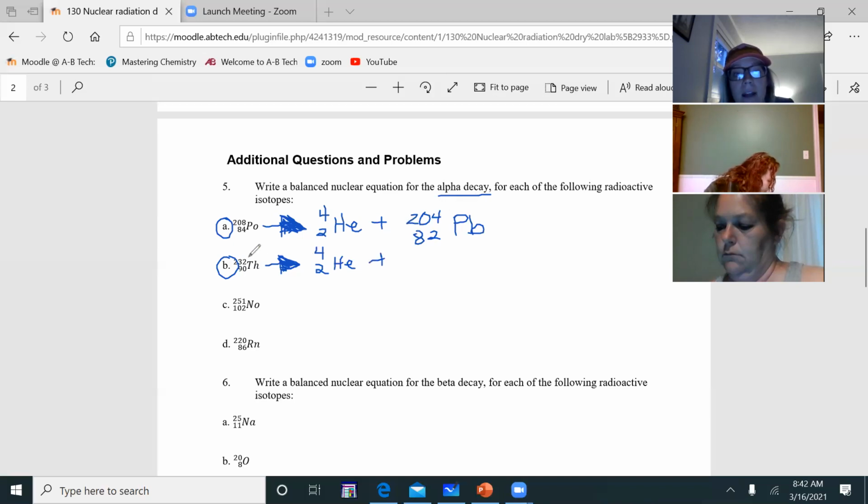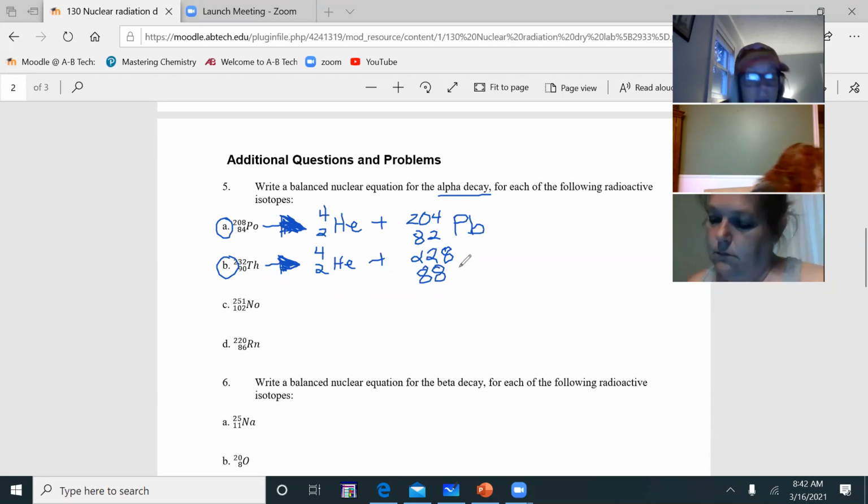Next one, I've got 232 on the top. We're going to subtract 4 to give us 228. Okay. And then 90, 2 of them are being occupied by the helium, so that's going to give me 88. Then I just need to look up what the material is for 88. It's radium, Ra.